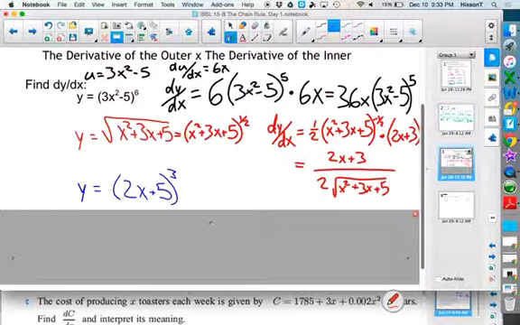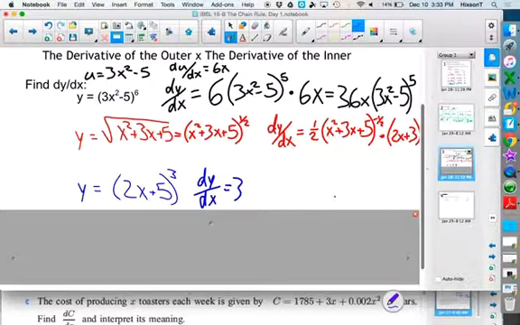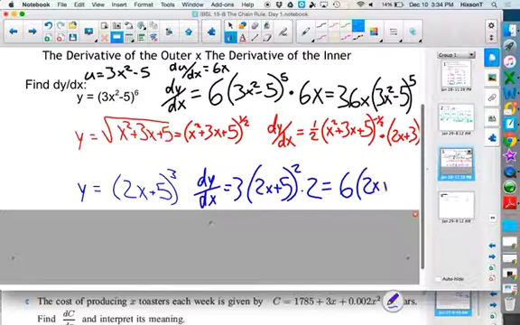Let's try to run through a couple more of these. dy/dx here is 3 times 2x plus 5 to the second power times 2. There's the derivative of the outside. The derivative of the inside is 2, so we're multiplying by 2. So that's now 6 times 2x plus 5 squared. Okay?